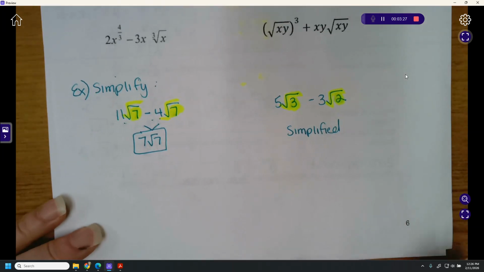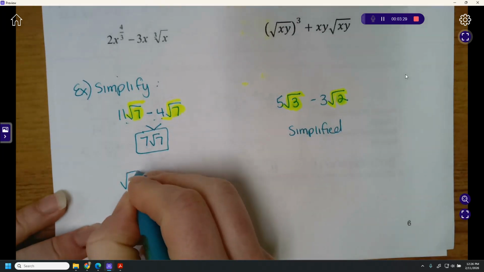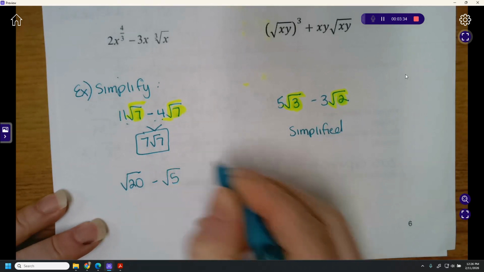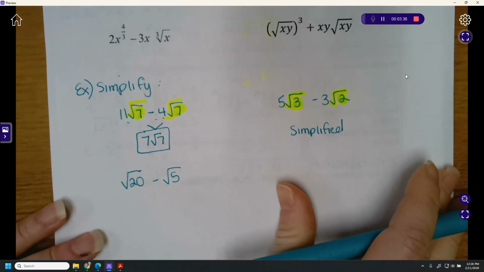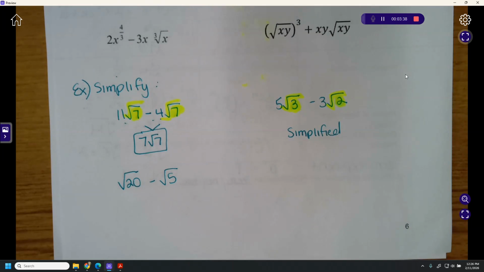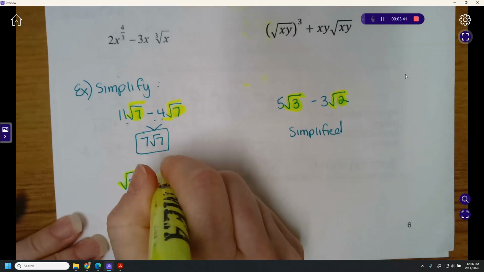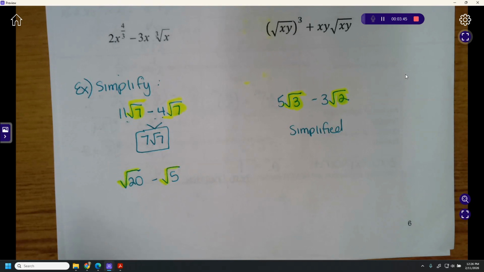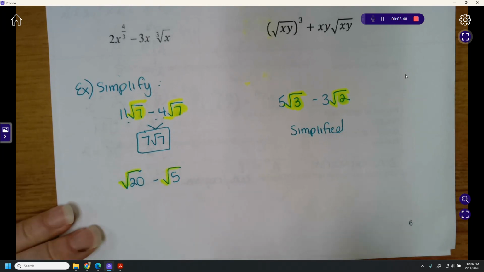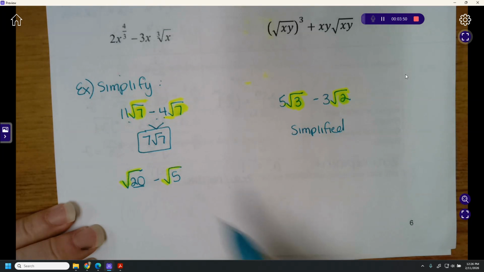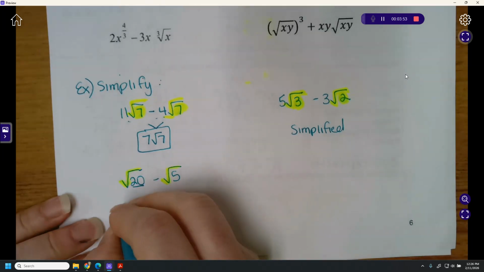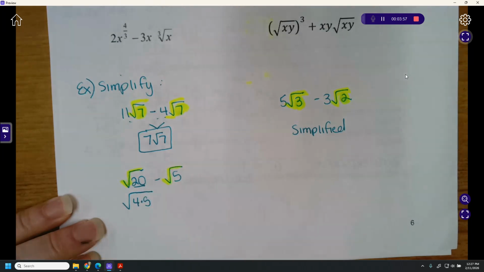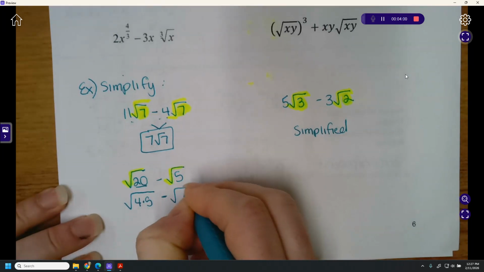Okay, well, suppose I gave you the square root of 20 minus the square root of 5. At first, we look: the square roots are the same, great. And I say, oh, 20 and 5, those are not the same. Okay, can't do it. Hold on a second. Can I rewrite 20? I can rewrite 20 as 4 times 5. This is still the square root of 5.